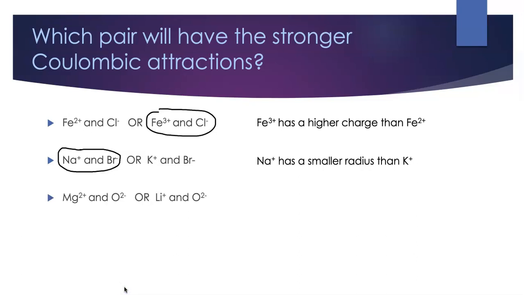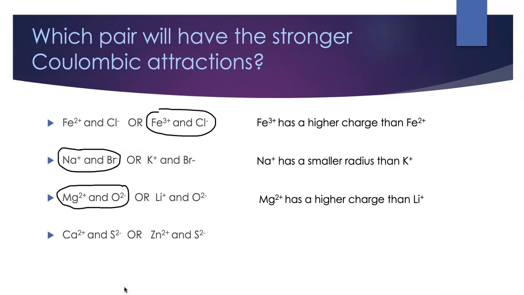What if we're looking at the attraction between magnesium ion and oxide ion, or lithium ion and oxide ion? Well, remember, we always look at the charges first. The higher the charge, the stronger the Coulombic attraction. So we would expect the magnesium ion oxide attraction to have a stronger Coulombic attraction than lithium ion to oxide ion. All right? So it comes down to the charge.